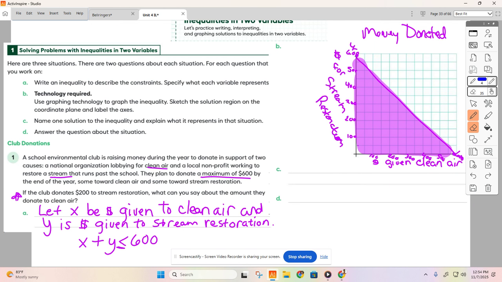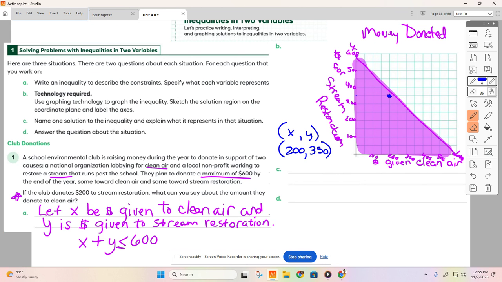All right, part C says, name one solution to the inequality and explain what it represents. This whole shaded area, every single point in it is a solution. I'm just going to pick one solution. I'm going to pick this one right here. Just choosing a dot, okay? The ordered pair for that point, remember it's the x and then the y. So x value, it's at 200. My y value, it's over here halfway between the 300 and 400, so it is 350.